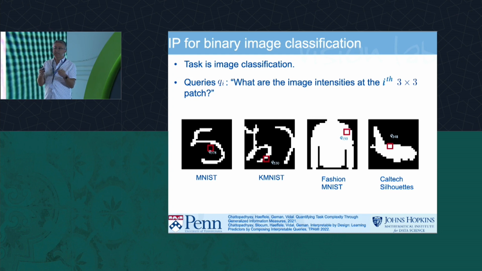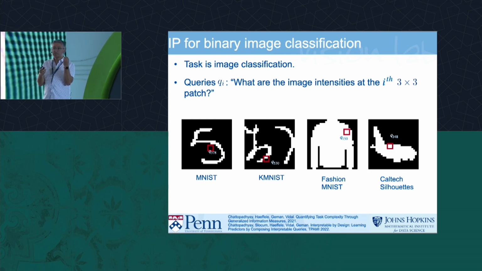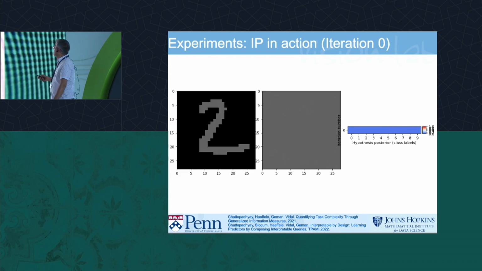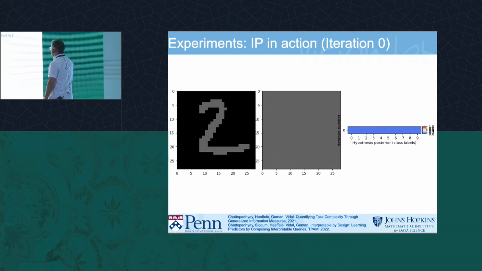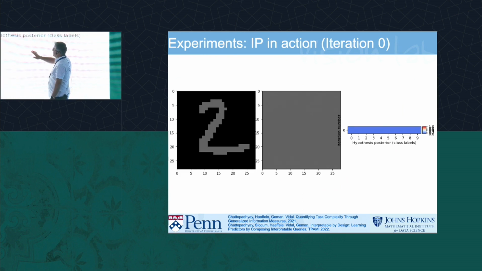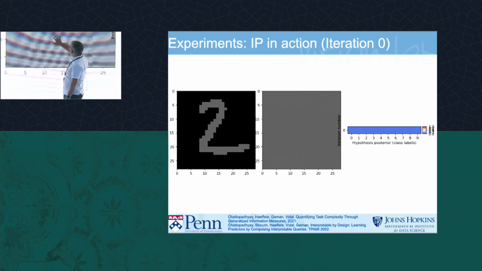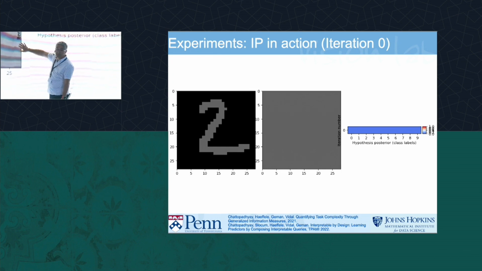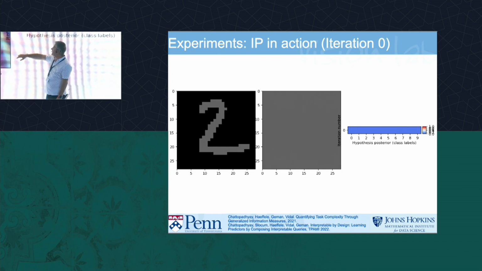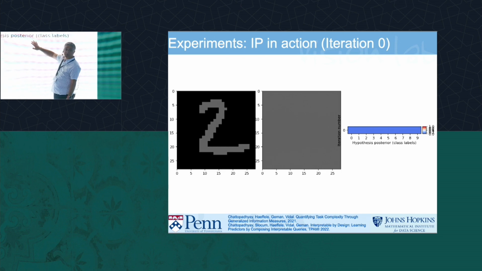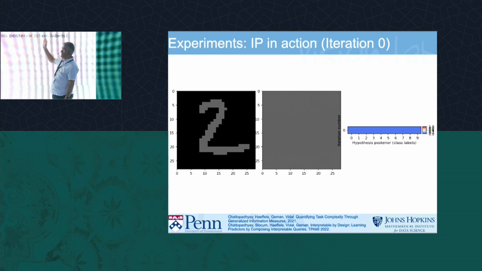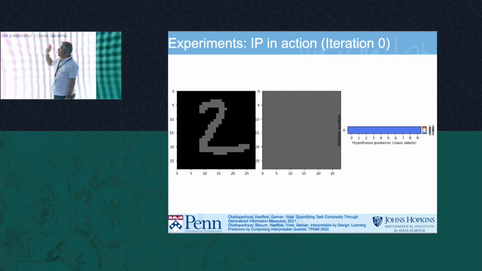So at the very beginning, can you predict what class this is without looking at the image yet? But then tell me, what is the most informative patch? So here is the algorithm running. At the very beginning, this is an image of a number 2. This is the input. What you see here is what the algorithm sees. At the beginning, the algorithm sees nothing. And what you see here is what the algorithm predicts: 1/10 for each one of the classes.